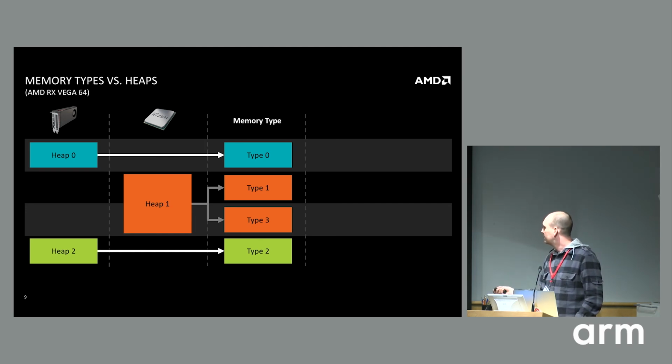We have 3 heaps here. 2 of them are in this column on the left, which is the graphics memory VRAM column. So 2 of the heaps are in VRAM, and we've got 1 heap here, which is in host memory or system RAM. And they match on to the corresponding memory types. So heap 0 exactly matches to type 0. Heap 1 has 2 types, which you can use to allocate within that heap. And heap 2 also has just a single type down the bottom here.